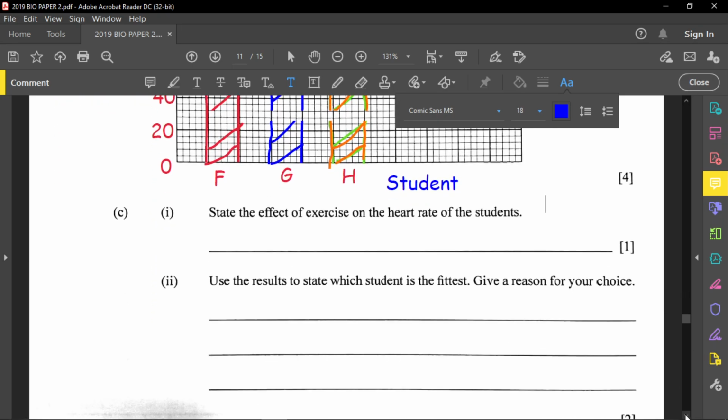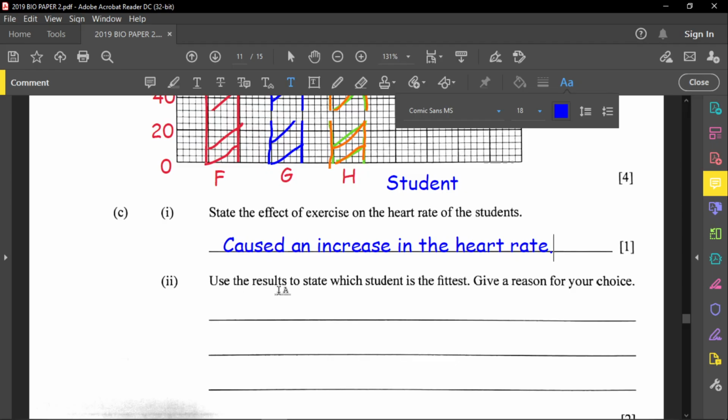All right, so let's now jump on to the next part of the question. It says state the effect of exercise on the heart rate of the students. So what you want to notice here now is, as exercise increases, the heart rate also increases, right? So exercise causes an increase in the heart rate, okay? All right, so let me do this real quick. So it caused an increase in the heart rate. So exercise caused an increase in the heart rate, or it caused the heart rate to increase, okay? Caused the heart rate to increase.